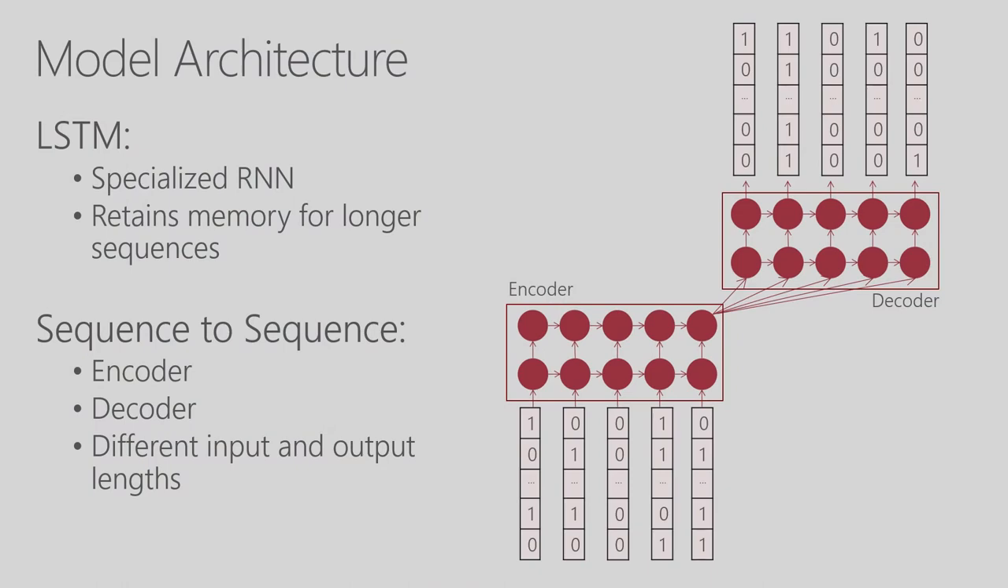I see. So let me back up, because I'm used to deep learning in terms of regular multi-layer perceptron type things with activation functions and convolutional neural networks. So LSTMs are a little bit different. How are they different?